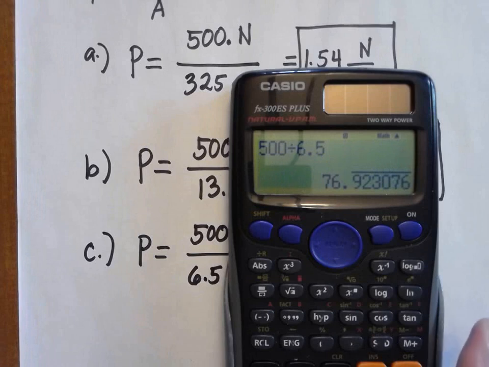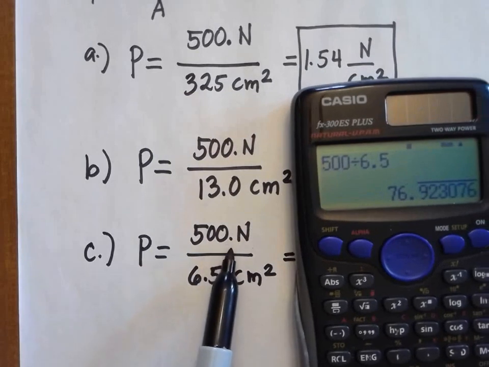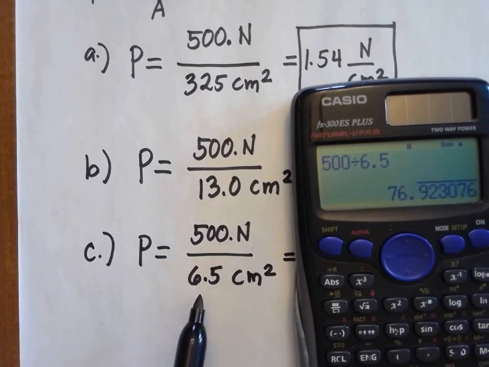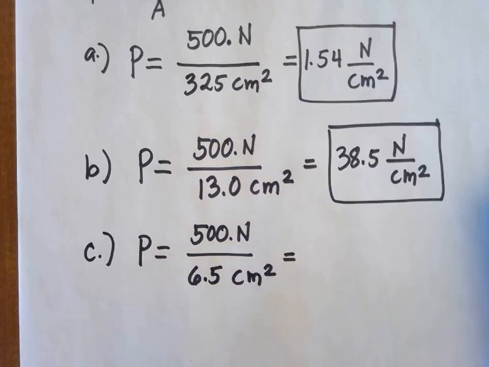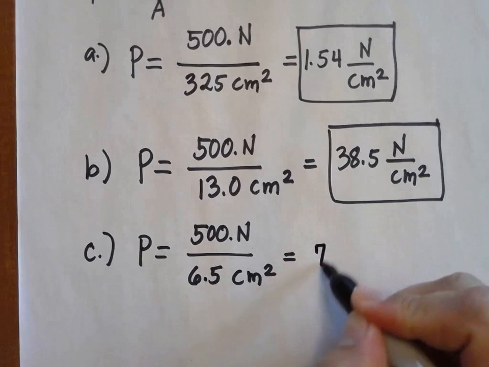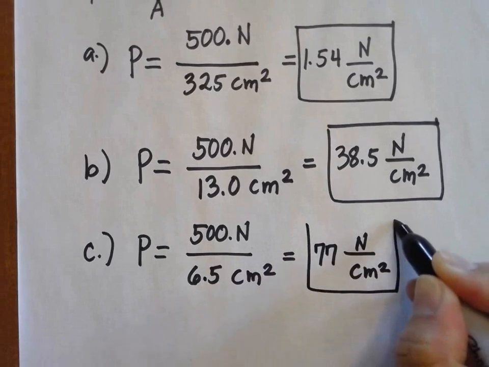Now here, as you can see, we have 500 with a decimal. That is 3 significant figures. The 6.5 here has 2 significant figures. So how many significant figures are we going to show in our final answer? Remember, it should be the lowest number of significant figures, and in this case it is 2. So go ahead and round 76.92 to 2 significant figures, and so we write 77 newtons per cm squared.